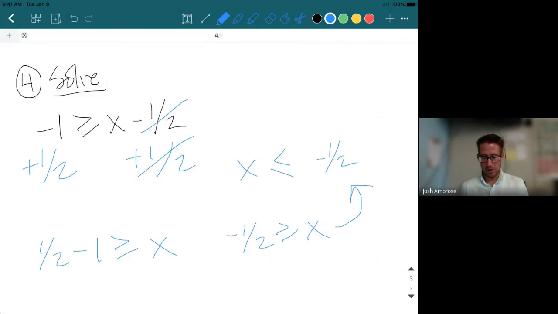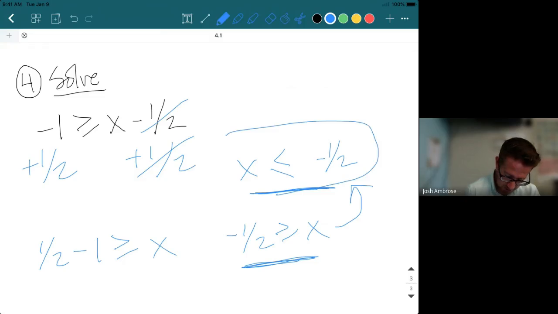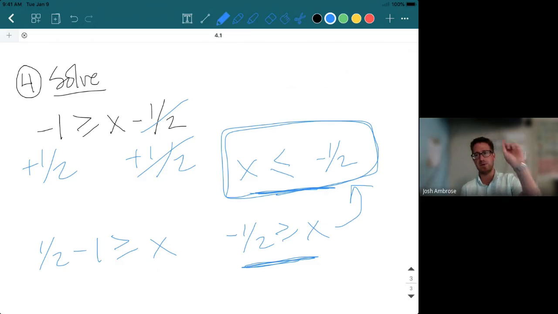Now notice down here, the inequality sign, if we imagine it's that alligator, you guys remember that from elementary school? The alligator is eating the negative 1/2, but if you look up here in our answer, it still is, just because we flipped the order around. That's why. So this is what I want your answer to be written as, because it's the variable, the inequality sign, and then the number.